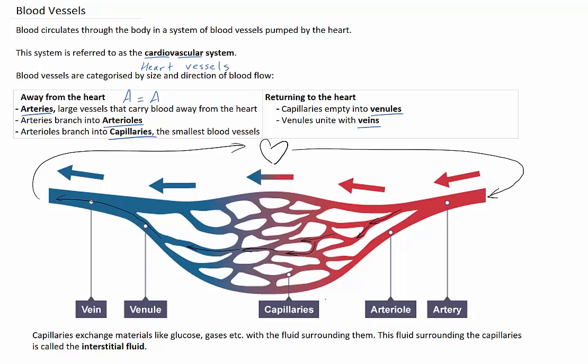The smallest of the vessels, the capillaries, is where the exchange of materials like glucose and gases such as oxygen and carbon dioxide occurs. And it actually occurs into the fluid surrounding the capillaries, which is referred to as the interstitial fluid.